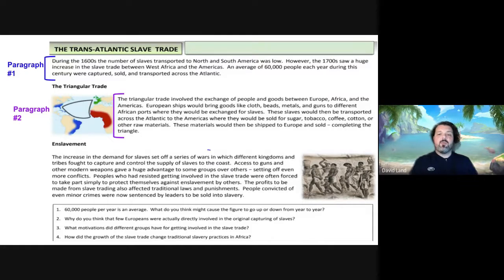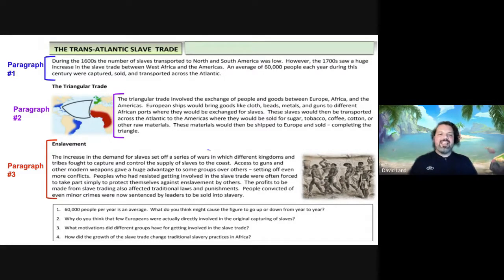These materials would then be shipped to Europe and sold, completing the triangle. So then we see how all the goods are being changed in the triangle. Let's go to paragraph 3. It's the largest one, and then we'll get to our questions. The title is Enslavement. Let's begin.